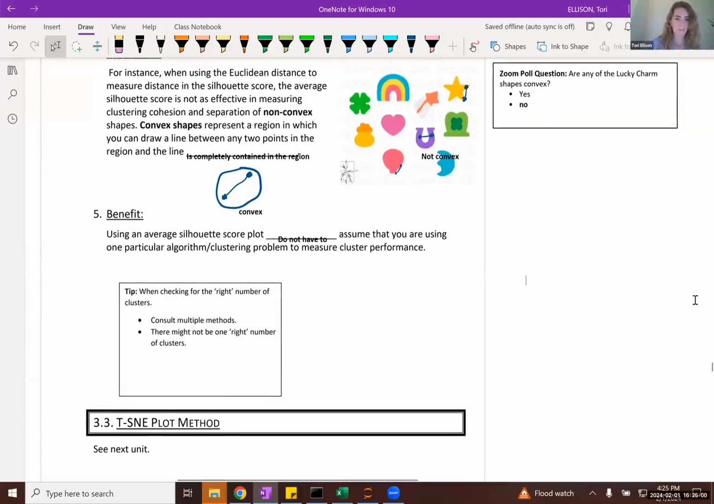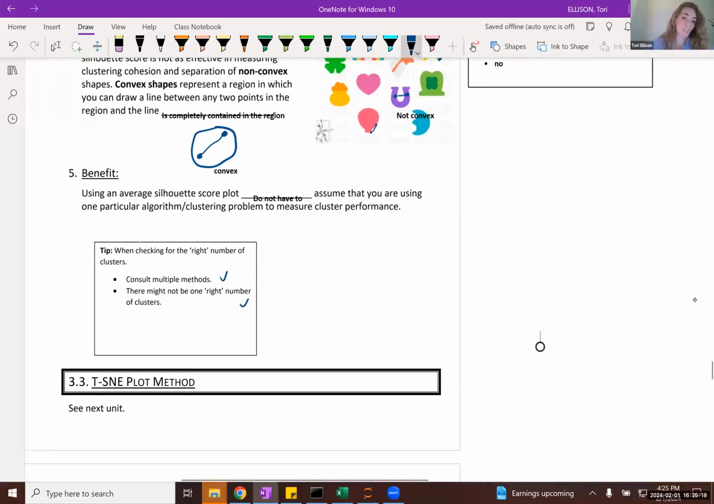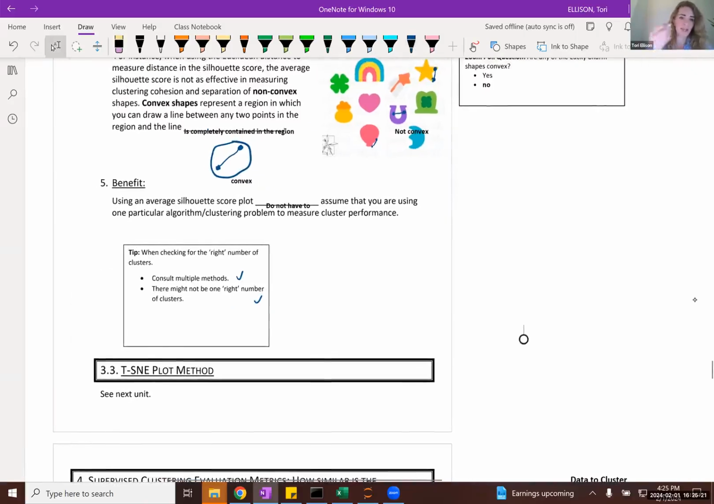So given that there are always a set of assumptions that you need to be thinking about when defining what a cluster actually is and what makes for a good clustering, it's always a good idea to consult multiple methods and realize that it might be the case that there is not necessarily one right answer, one overall best clustering of your data set. But more so, your ultimate goal here is, number one, to pick a clustering that best helps you meet your research goals. So we'll talk more about that a little bit later.